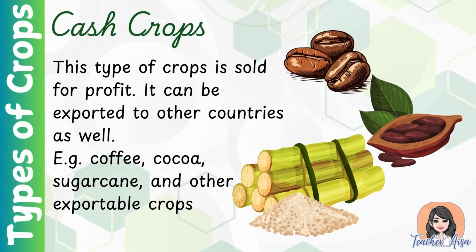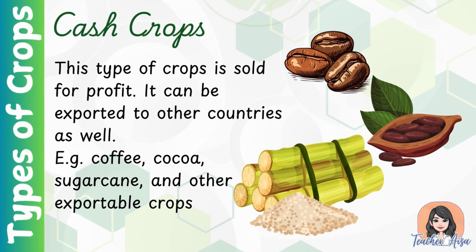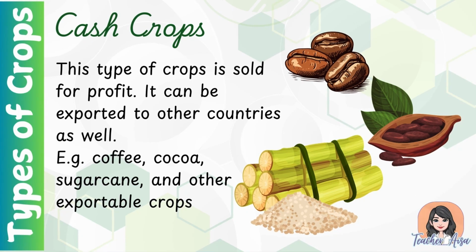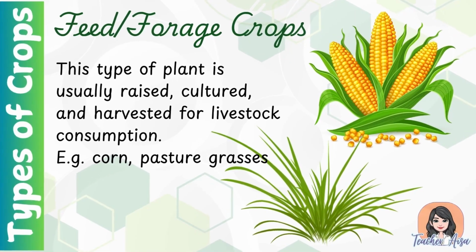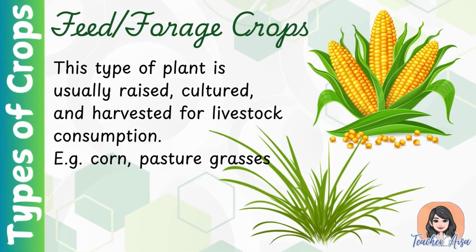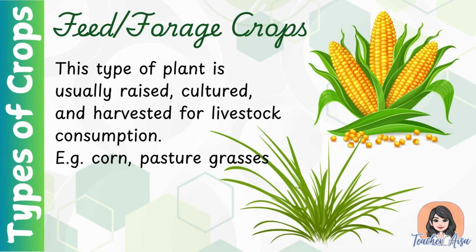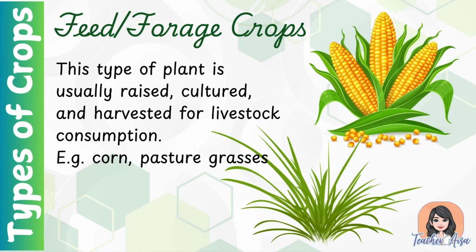Cash crops. This type of crops is sold for profit. It can be exported to other countries as well. Examples are coffee, cocoa, sugarcane, and other exportable crops. Feed or forage crops. This type of plant is usually raised, cultured, and harvested for livestock consumption. Examples are corn and pasture grasses.